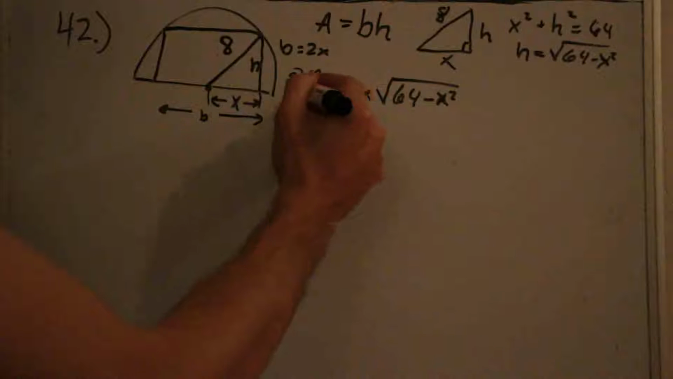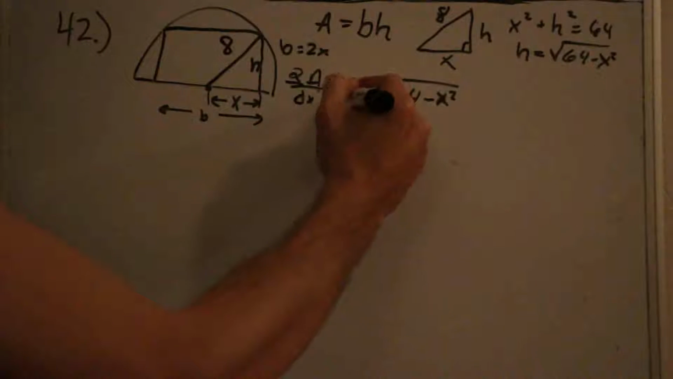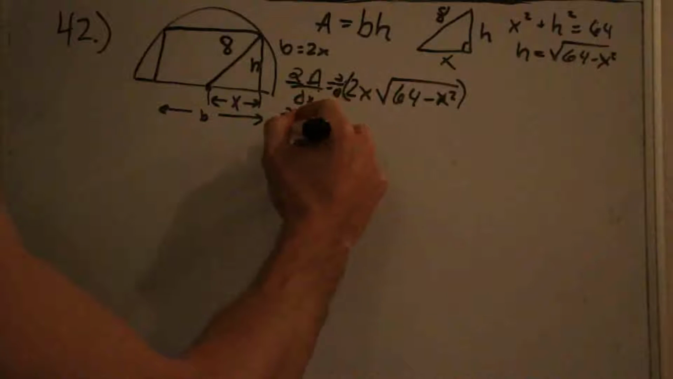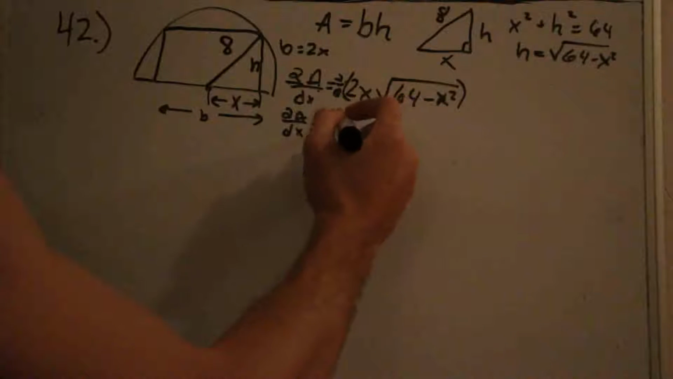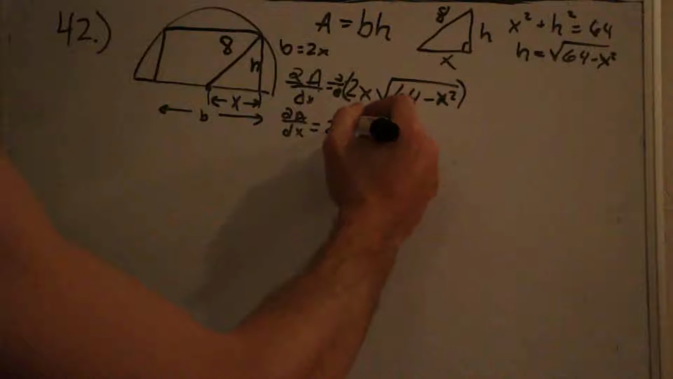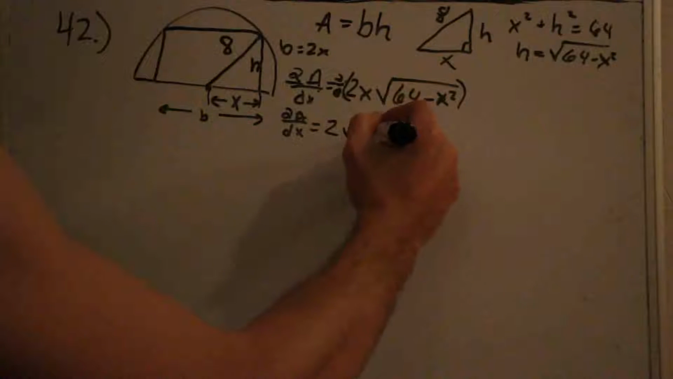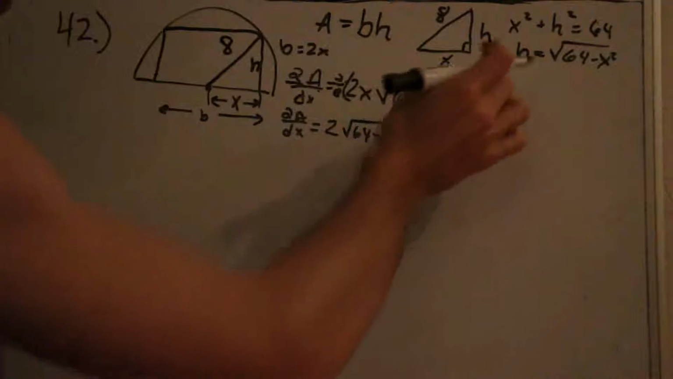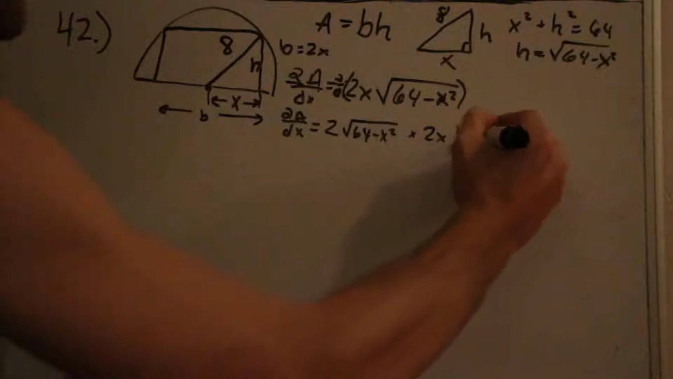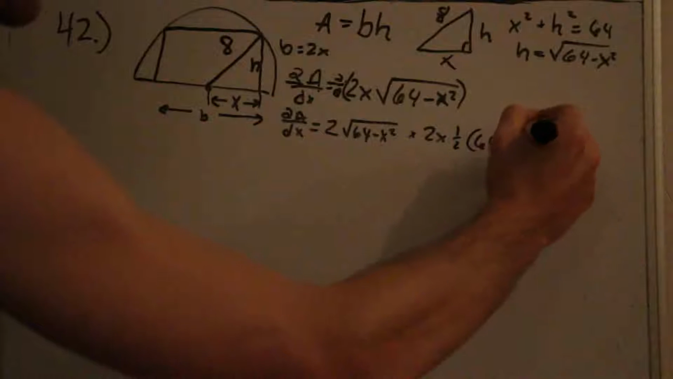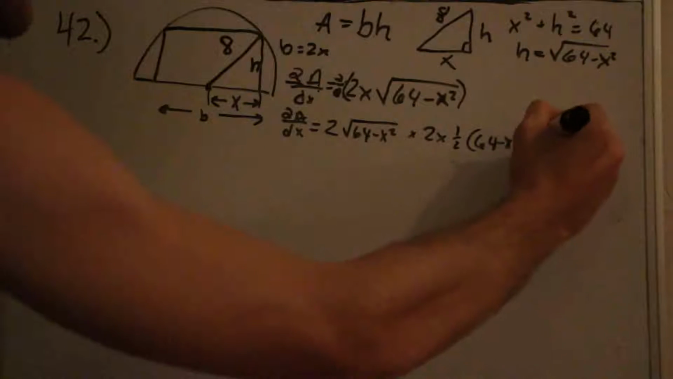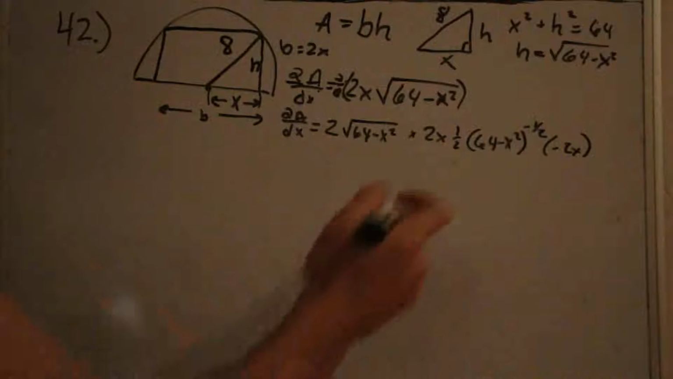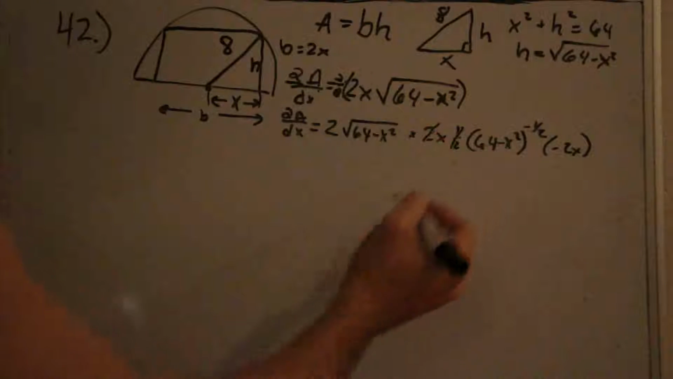So I take the derivative of A with respect to x, d/dx of both sides. And I get dA/dx is going to equal, this is a product rule, so the derivative of the first, which is 2, times radical 64 minus x squared, plus the first, which is 2x times the derivative of the second. This is 64 minus x squared to the 1/2, so it becomes 1/2 times 64 minus x squared to the 1/2 minus 1 is negative 1/2, times the derivative of the inside, which is negative 2x, right? Okay, cool. Just to make my life easier, I've got a 2 here and a 1/2, so that's good.